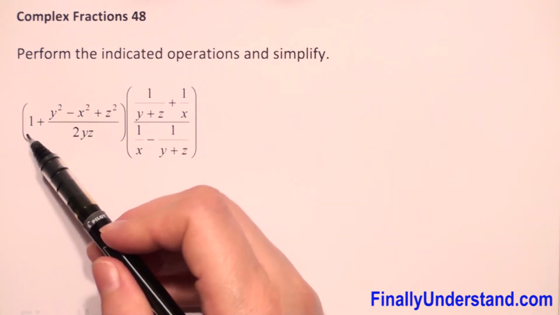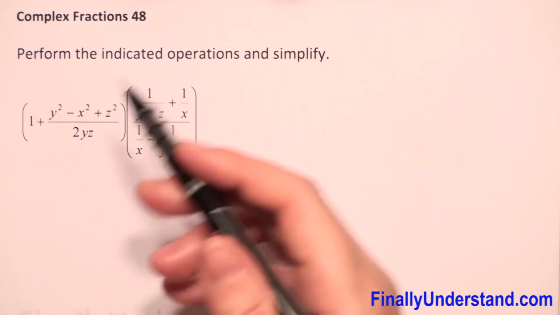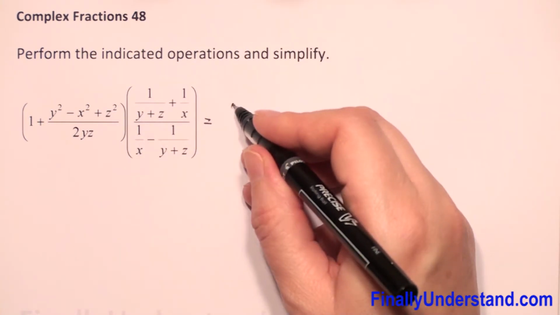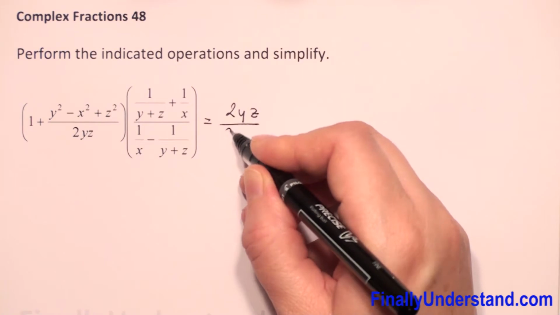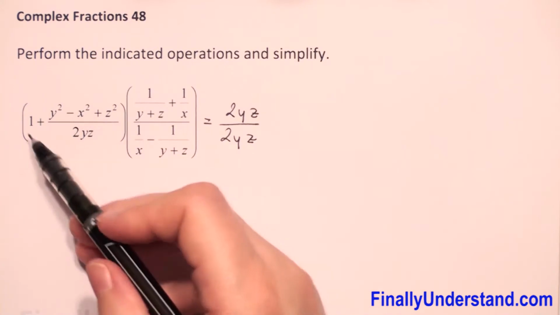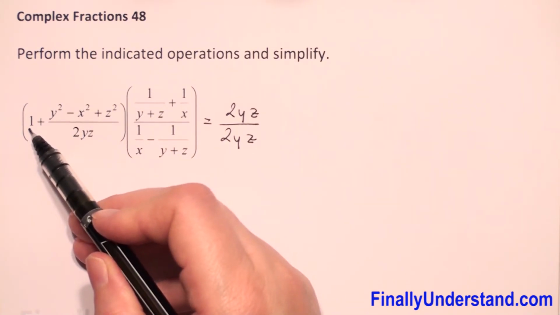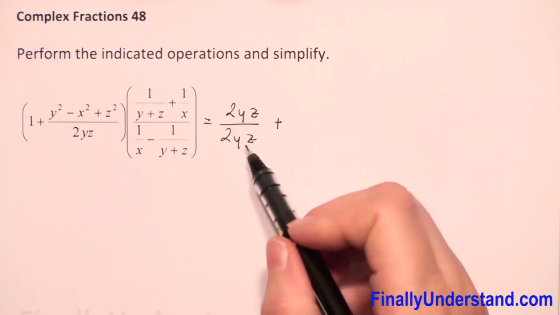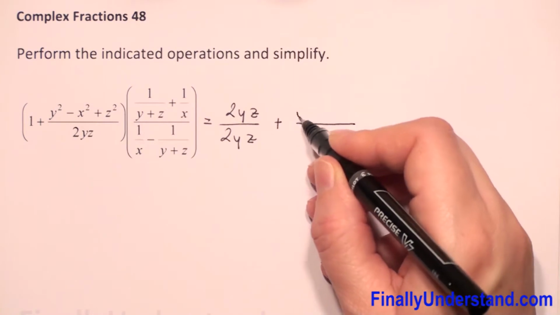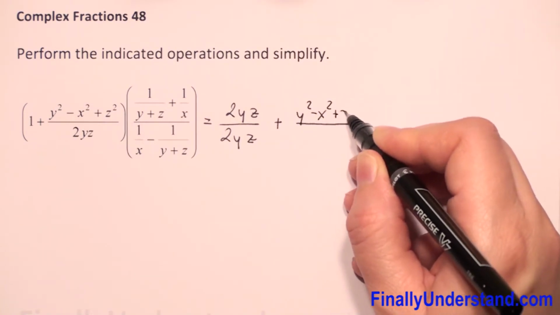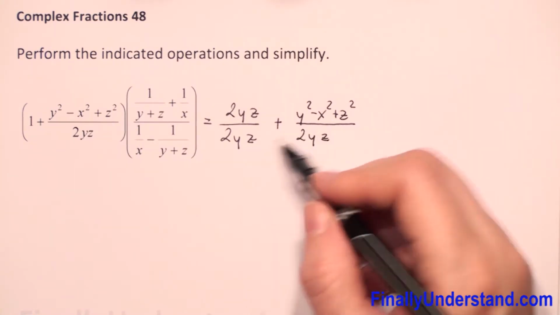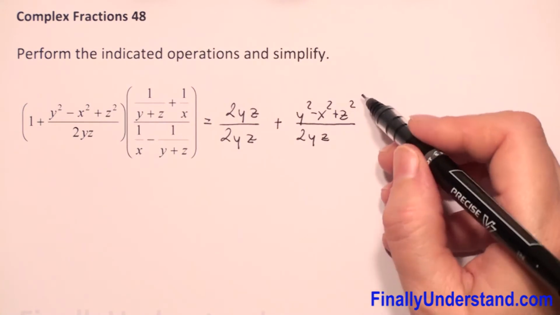We have 1 here, so I can rewrite 1 as 2yz over 2yz, because we have denominator 2yz here. 2yz divided by 2yz is 1. So I have still the same value, but now I have the same denominator as the second fraction. So it will be, let me copy, y squared minus x squared plus z squared over 2yz. You see the same denominator, so we can add these two algebraic fractions.